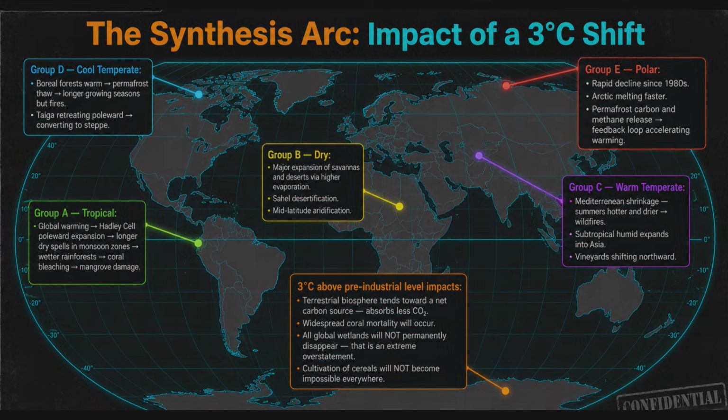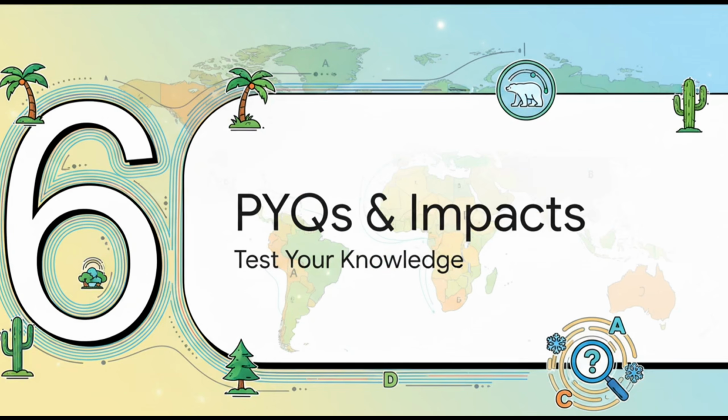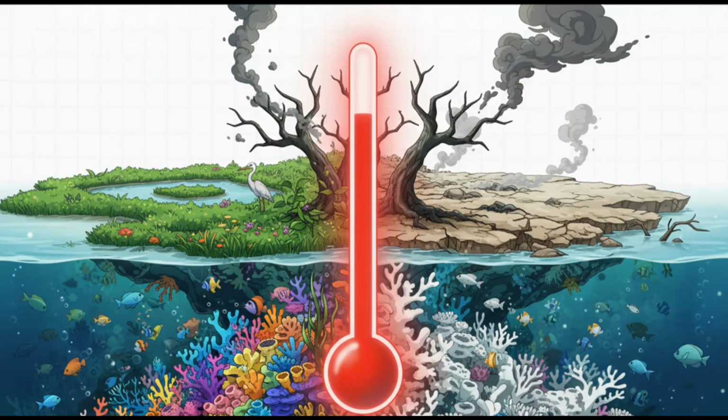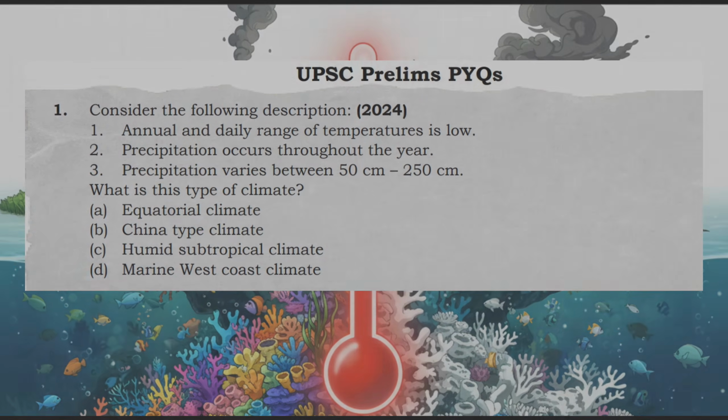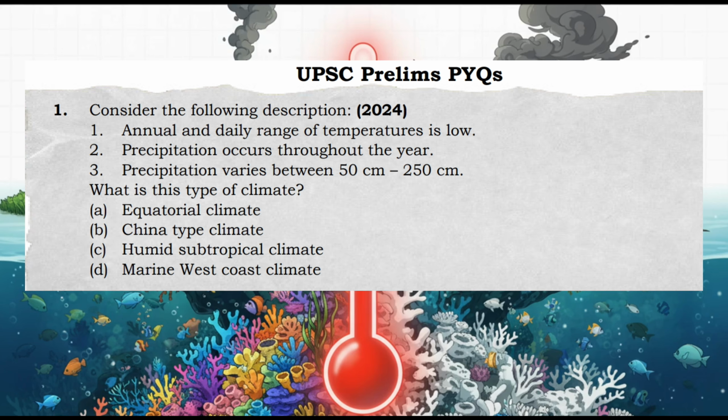Now let's solve all the previous year questions from chapter 5. I'll read the question, read all options, give you a moment to think, and then give the answer with a short explanation. Q1, UPSC Prelims 2024. Consider the following description. Annual and daily range of temperatures is low. Precipitation occurs throughout the year. Precipitation varies between 50 centimeters and 250 centimeters. What is this type of climate?